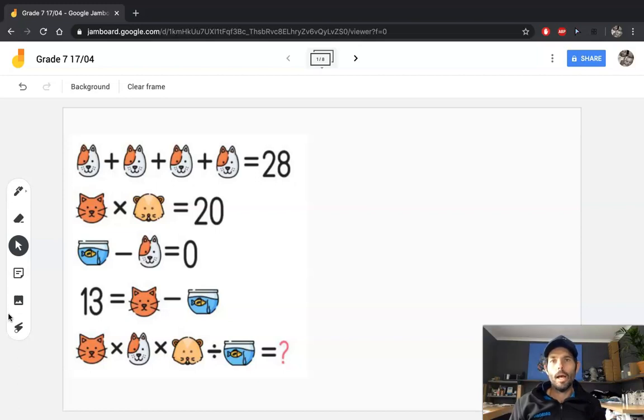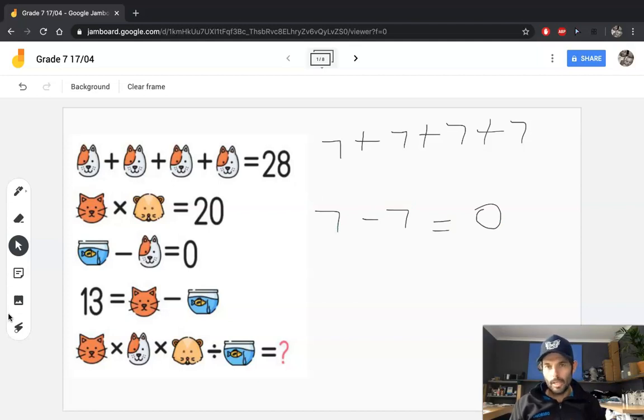You can see on the top line that 28 needs to be split into four groups. So we know that 28 divided by 4 is 7. So we'll have 7, add 7, add 7, add 7. So 4 multiplied by 7 is 28. I then am going to go down to the third line. And I know something minus 7 must equal 0. Okay, so that must be 7 minus 7 is equal to 0.